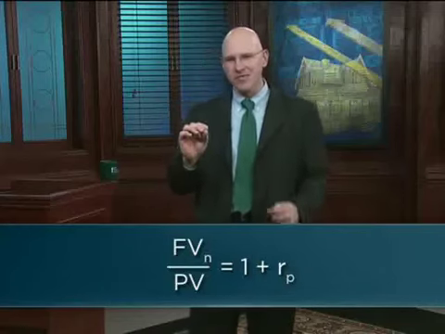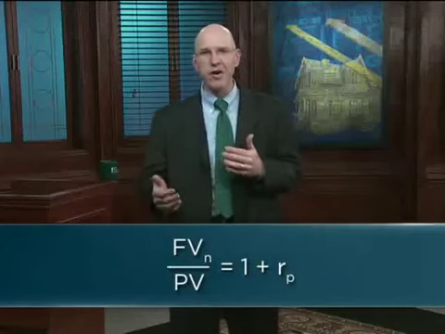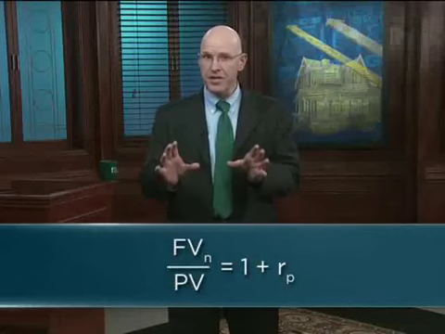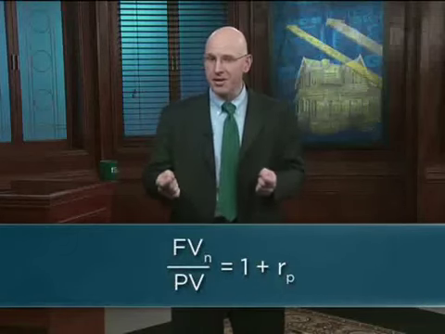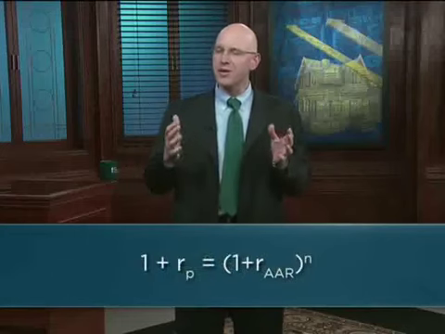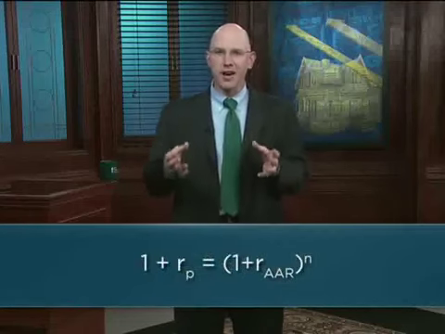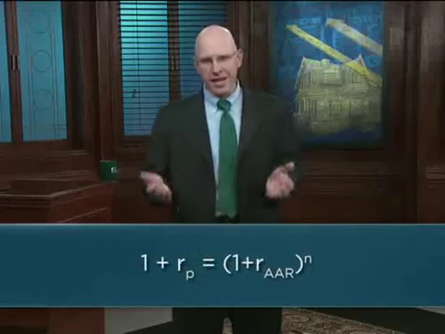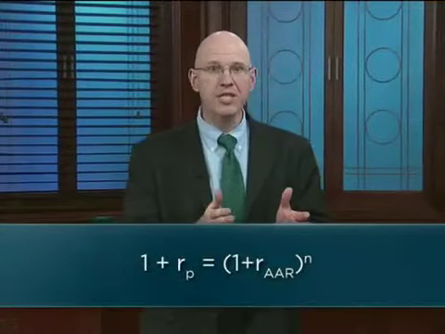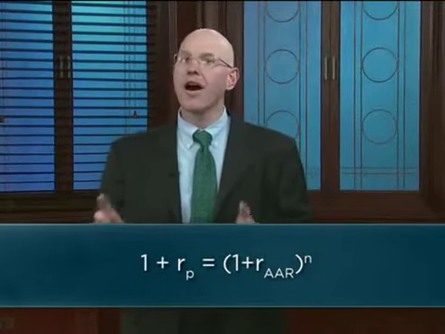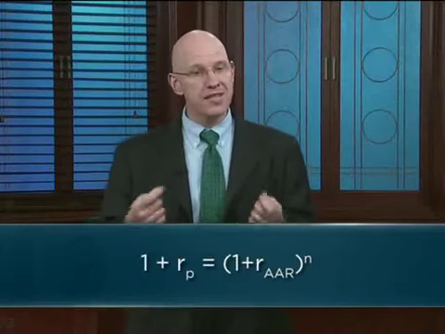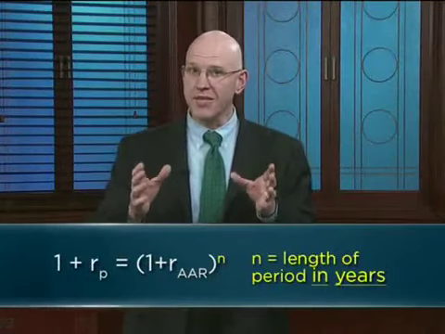Now, since the future value and the present value are the same in both equations, this means that I can set the right-hand sides of each equation equal to each other, so that 1 plus RP equals 1 plus R sub AAR raised to the n. This shows you how to convert back and forth between periodic rates of return and the equivalent average annual rates of return. All you need to remember is that in this equation, n is the length of the period measured in years.